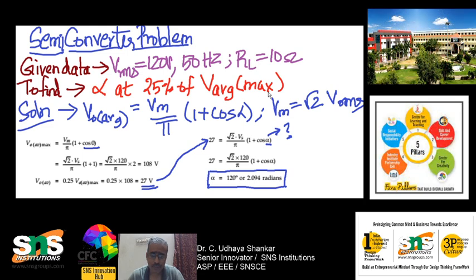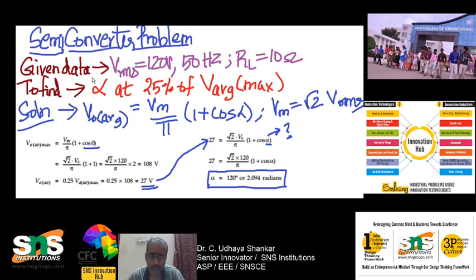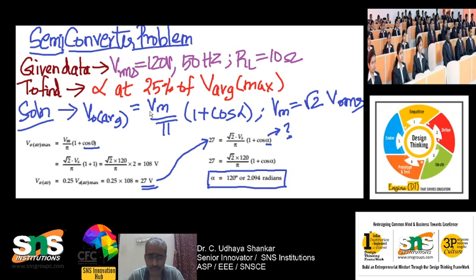Is it clear? First we want to find the V average maximum value, from that find the 25%, and from it find the value of alpha. This is what the question will ask. This is the most frequently asked question in many GATE papers as well as in power electronics question papers. Let us see how to solve this problem.